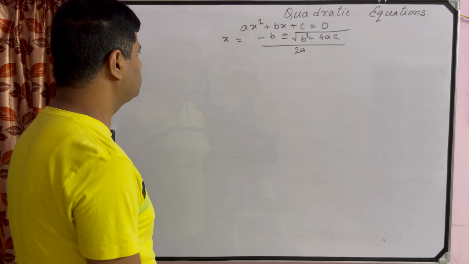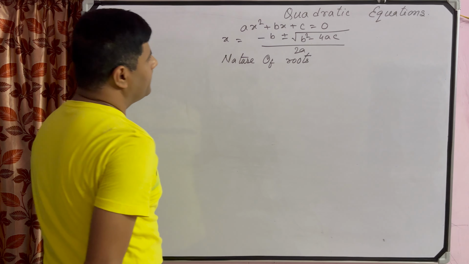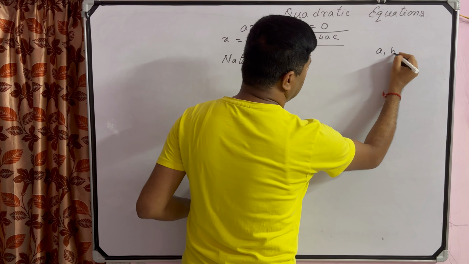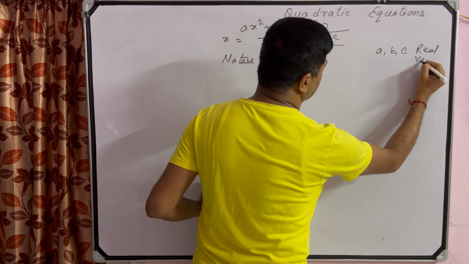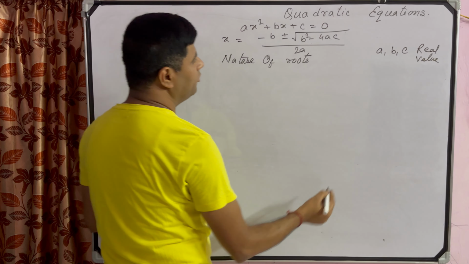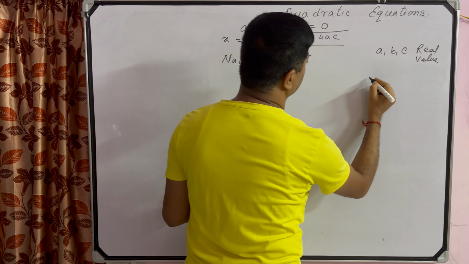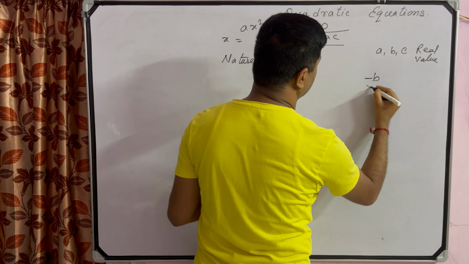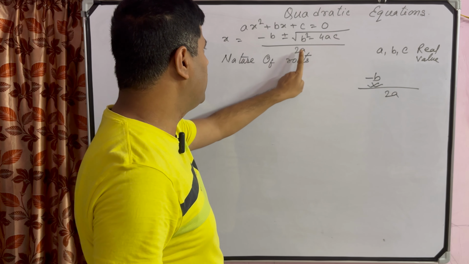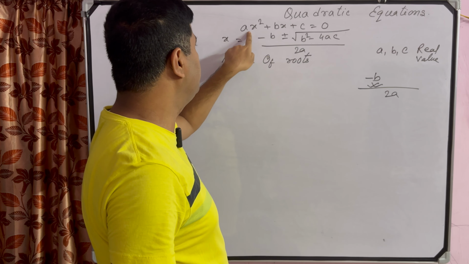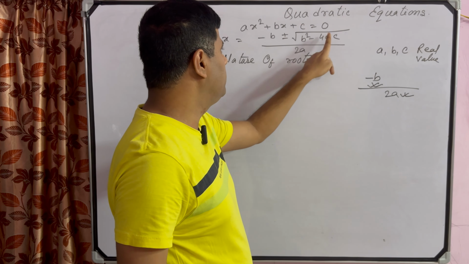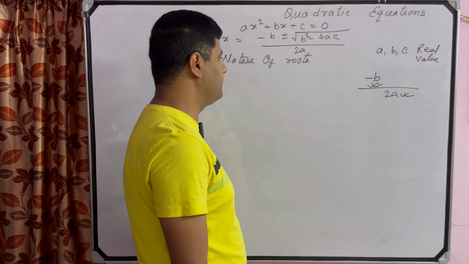Nature of roots, correct? See, a, b, c are all real values, okay? So there is no problem with minus b, no problem with 2a. There is a situation when this value will not come, if a is equal to 0, but a can't be 0 because it's a quadratic equation. So no problem with 2a also. But there is some problem with b square minus 4ac.